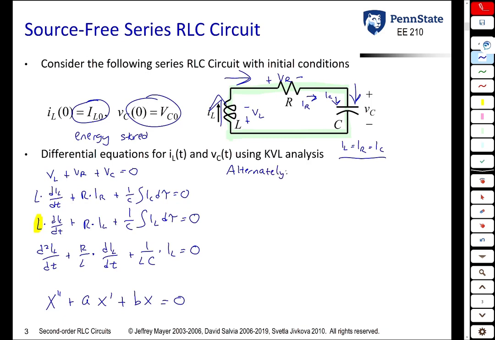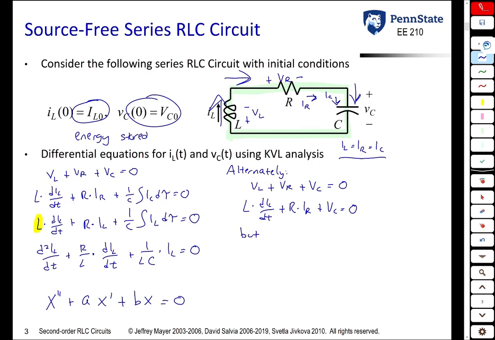Alternately, we can look at it this way. We start off with the same KVL equation, VR plus VL plus VC is equal to 0. And VL is L dIL/dt. VR is still R times IR. Let's leave VC as it is.